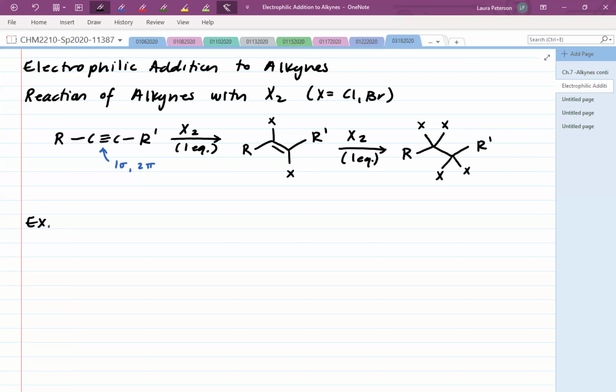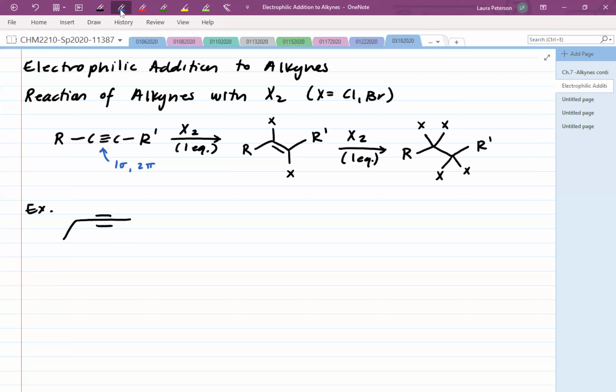Oh, and maybe before we do that, we should take a look at the regiochemistry. So we actually won't see regiochemistry, or this is not a regioselective reaction, because both carbons of the alkyne get the same bonds to halogens in the products. So there is no regioselectivity to discuss in this reaction. Okay, so example.